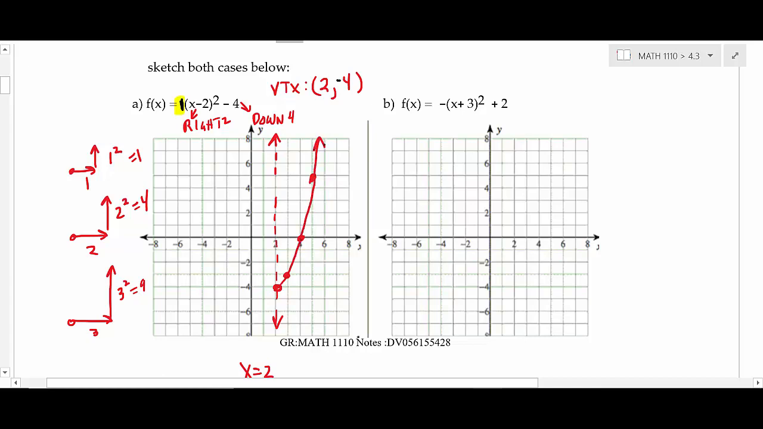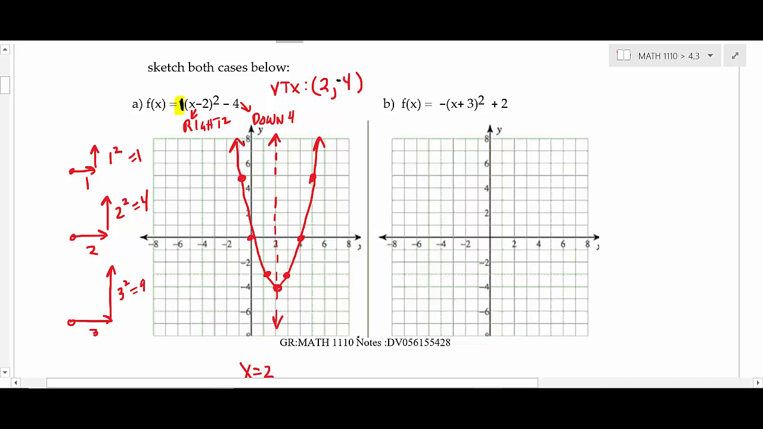What if you went over 4? Then what would you go up? 16. Over 5, up 25. Everybody caught on to that? That's important because that way you can do your graphs very easily. Now it's symmetric, so you just reflect these points over that axis of symmetry. Once you get the right half of that, then the left half you just reflect it to get that.